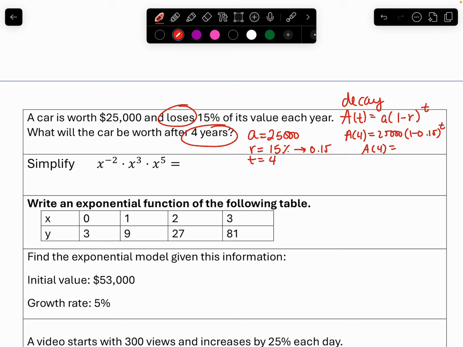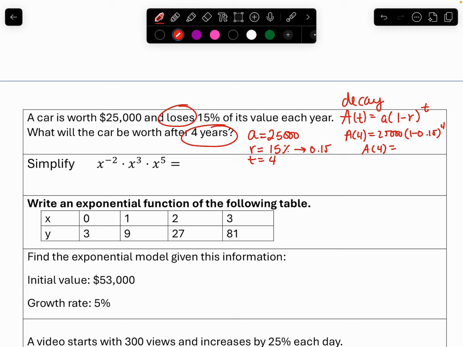Oh wait, sorry, I made a mistake. Some of you guys make the power of 4. Power of 4. So you would put this in a calculator. I probably should have put it in first. So go ahead and pause and put it in your own calculator.